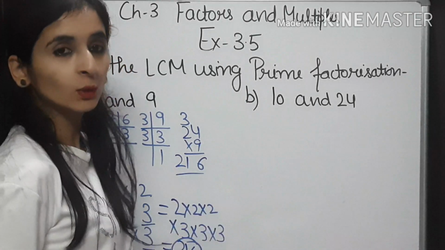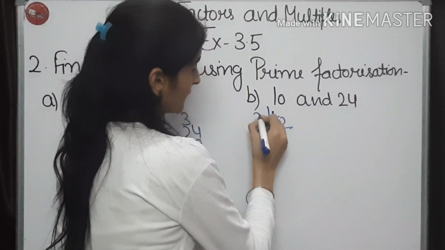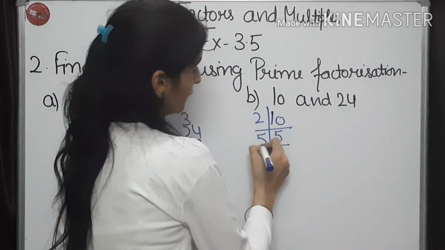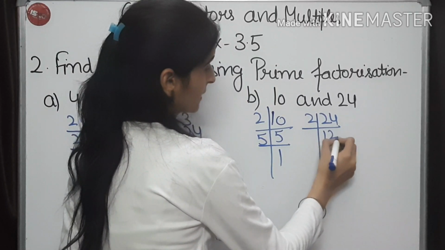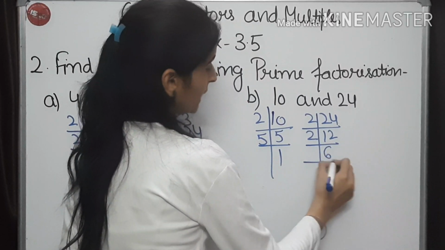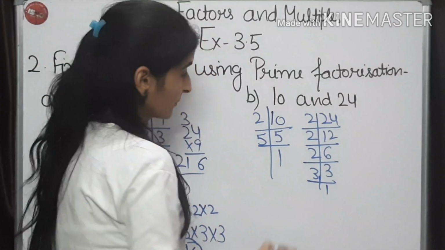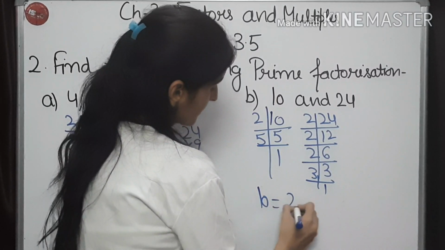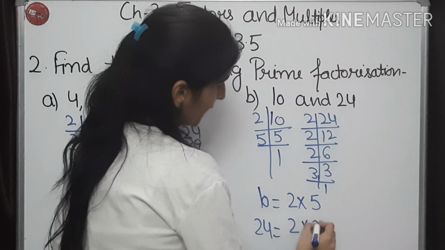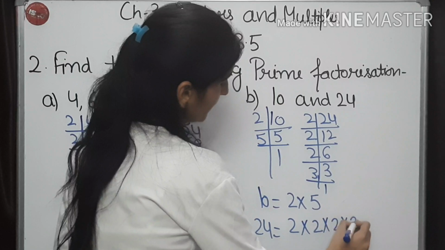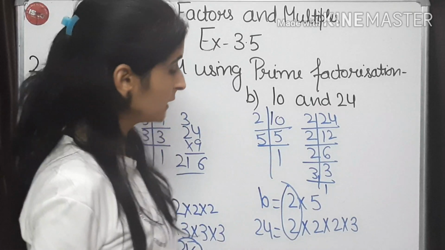Clear? Now let's move to part B. Again we will do the prime factorization. 2 5s are 10, 5 1s are 5. 24: 2 12s are 24, 2 6s are 12, 2 3s are 6 and 3 1s are 3. Now 10 we can write as 2 multiplied by 5 and 24 is 2 multiplied by 2 multiplied by 2 multiplied by 3. Now this 2 is a common prime factor.